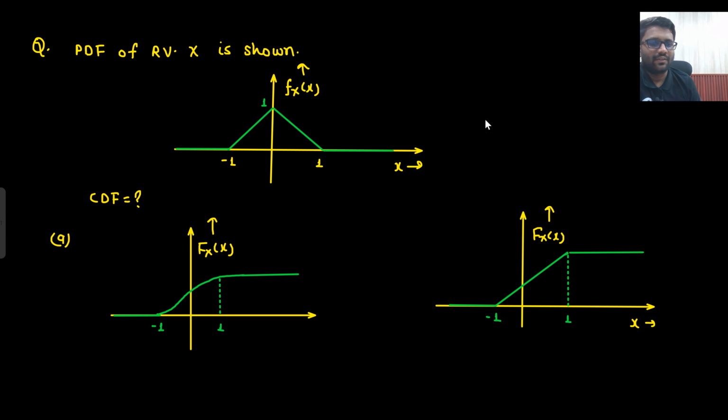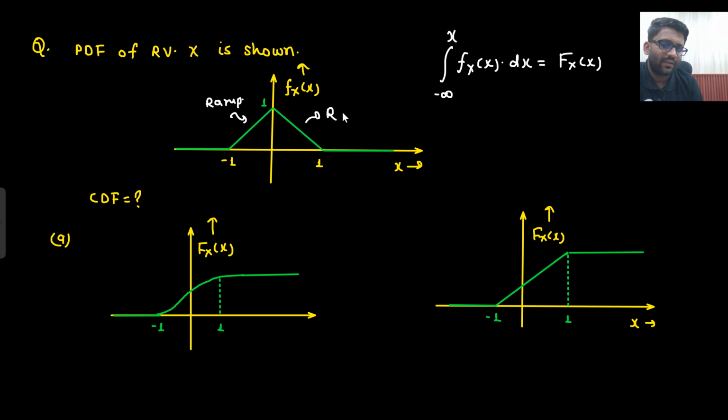A random variable, the PDF of random variable x is given. You need to find the CDF. So what is the relation between PDF and CDF? If the PDF is given, you just need to integrate it. What you will get is the CDF. So you need to integrate. What is this? Ramp. And this is also a ramp only.